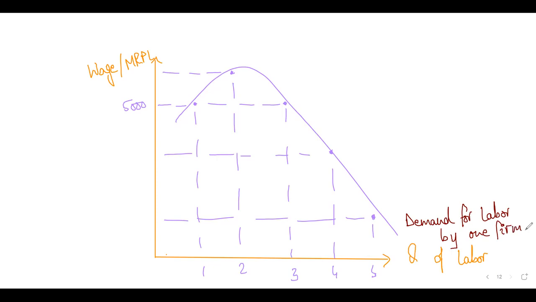Obviously, the market is a collection of firms. Now, if we add up, listen to this carefully, if we add up the demand for labor from all these individual firms, then that would give us the market demand for labor. Are you getting me?